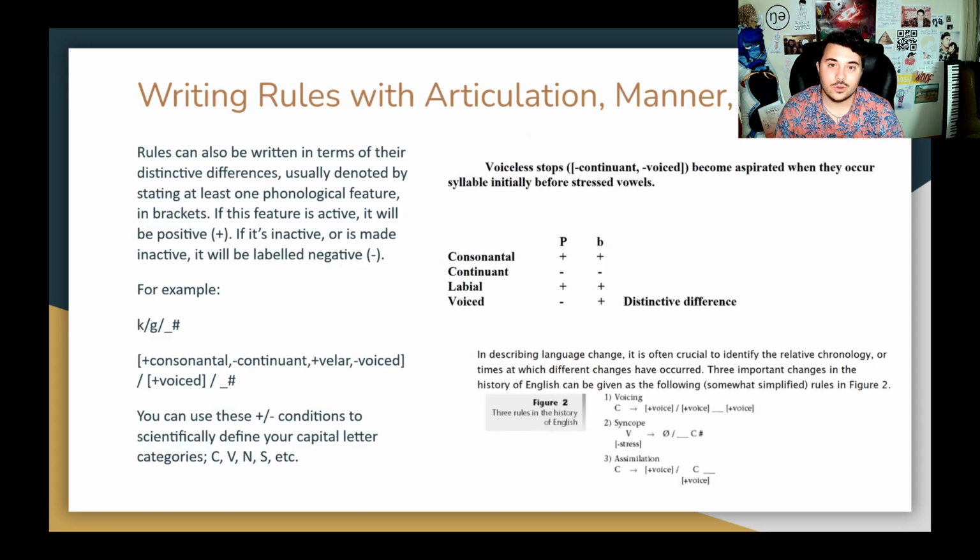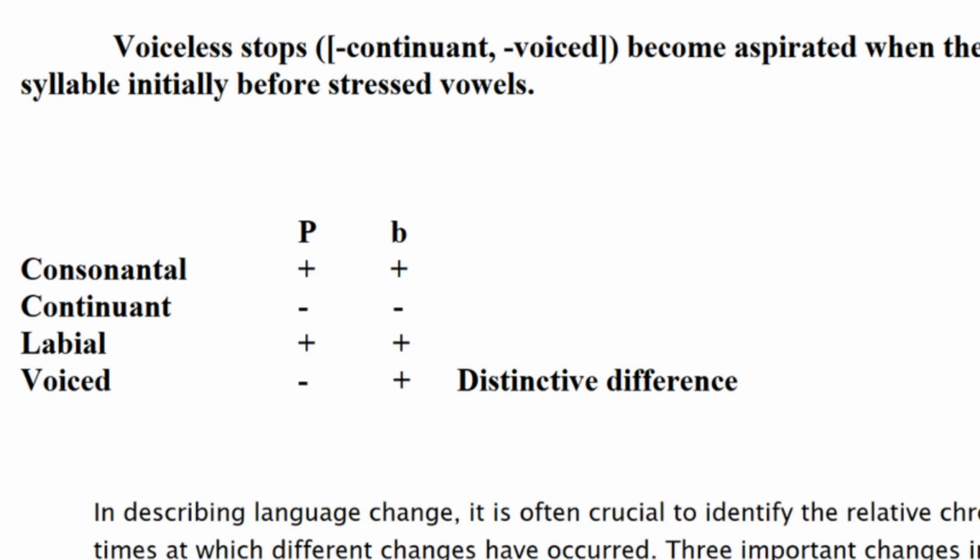Now, that's not the only way to write out sound change rules. It doesn't have to be individual sounds and then single capital letter classes. You can also write rules with articulation, manner, everything. You can create these binaries. So these rules can be written in terms of their distinctive differences. That's what they generally call them, right?